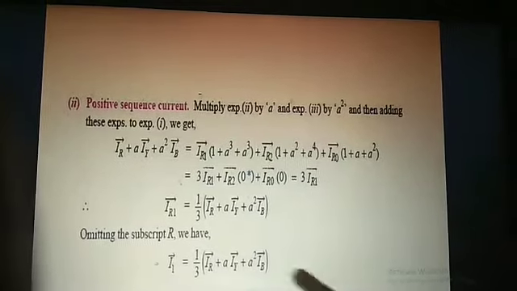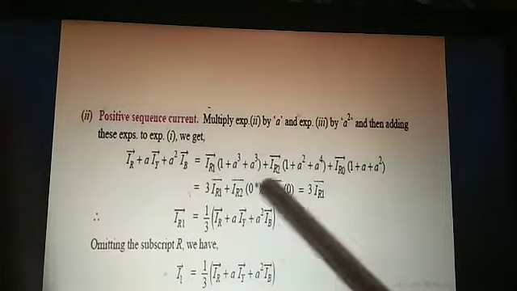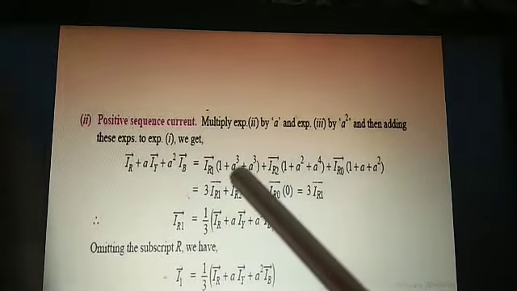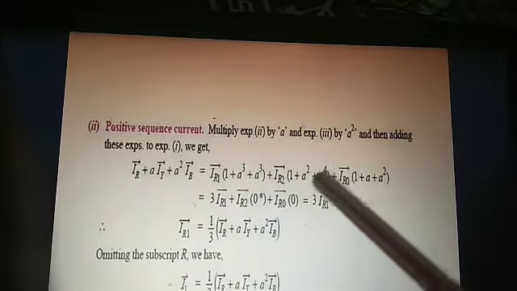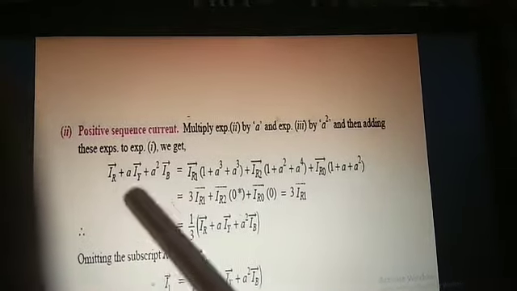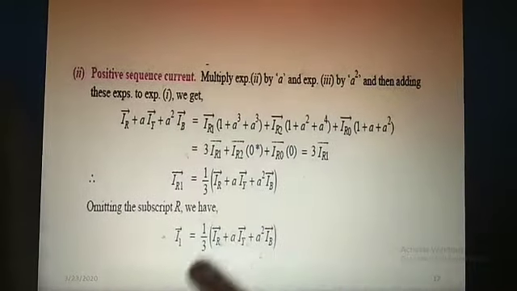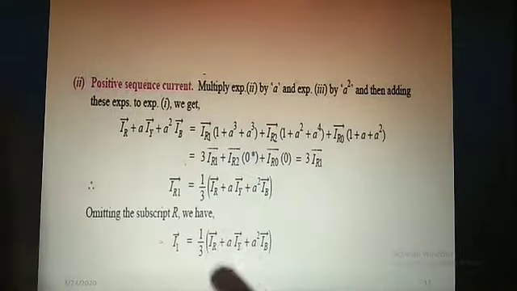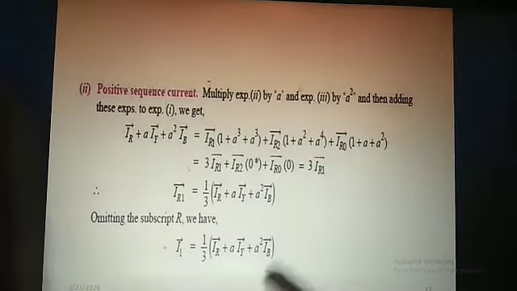So what will happen? IR plus A IY plus A square IB. After putting all the values, because A cube we already proved goes to 1, A plus A square plus A to the power 4. A to the power 4 means A, so A plus 1 plus A square equals 0. Here it is 0, so finally we are getting 3 IR1. So IR1 equals 1/3 of IR plus A IY plus A square IB. Omitting the subscript R, we find I1. That means the positive sequence current equals 1/3 of IR plus A IY plus A square IB.